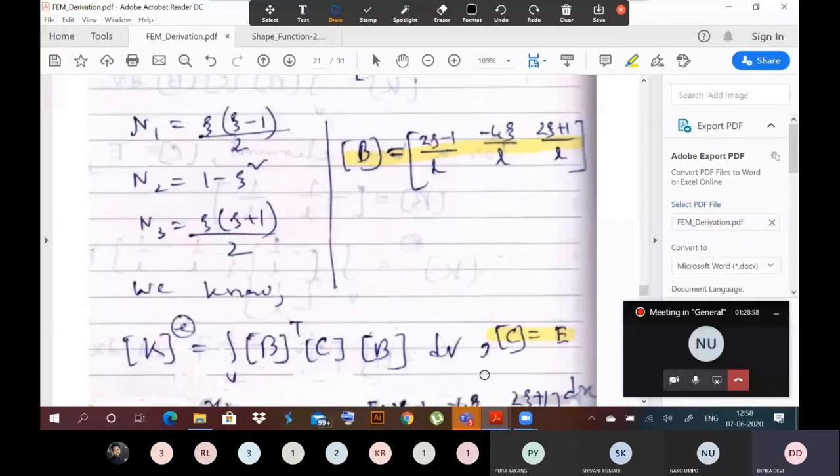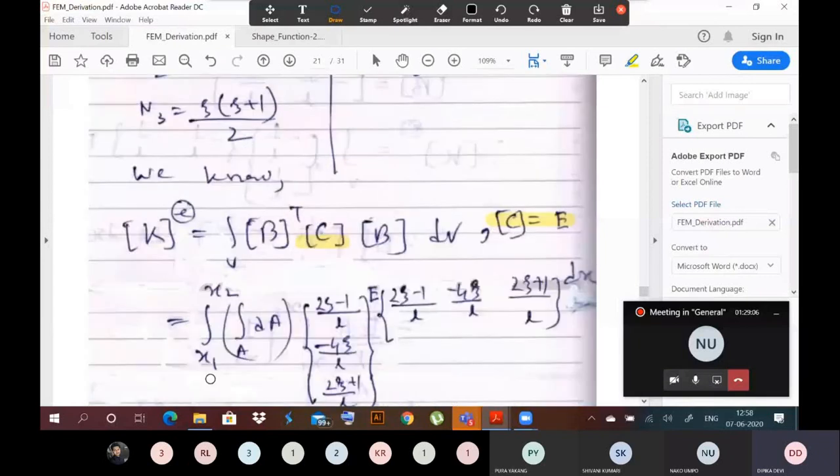Then K will be the integration from x1 to x2, integration over area dA, and then B transpose B. I have written dV in terms of dA and dx because here also I have considered a prismatic bar. So area is constant over the element. Therefore, we can directly integrate over the area, and this will be equal to A. That can be taken out of the integration over the length. So ultimately, we will have AE into the integration over length of this into this.